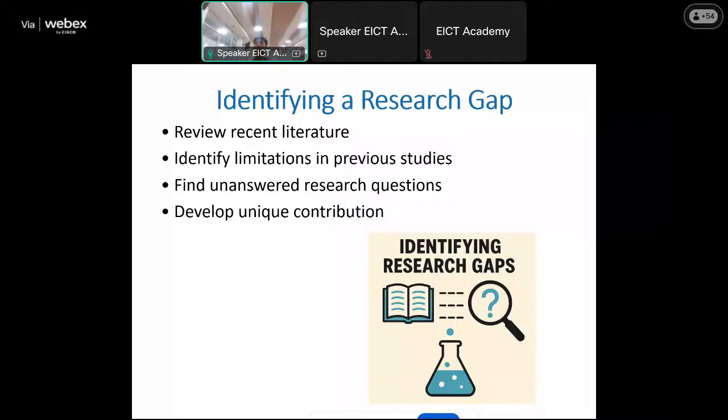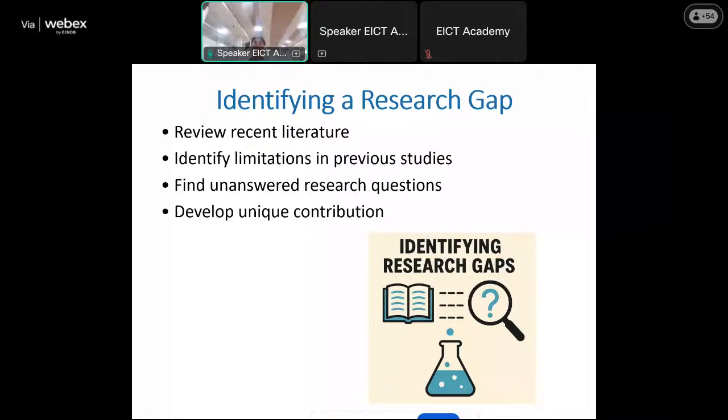That is very important. So once you read one particular paper, from that paper you find out the good findings and what could be the research gap or limitation of this particular paper, that you should identify. Find some unanswered research questions which are available.